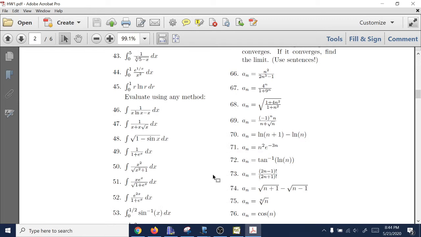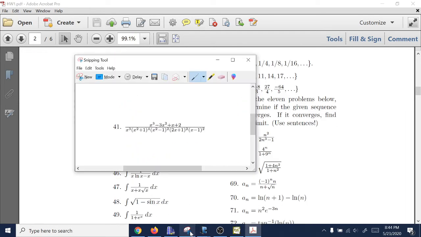Oh, and we're at improper integrals. Oh no, there's more integrals after this. We're almost done.